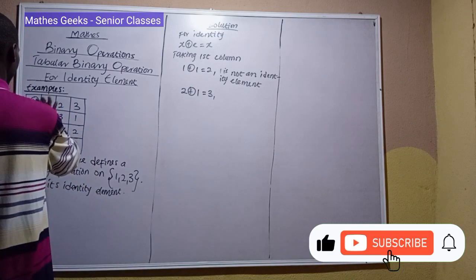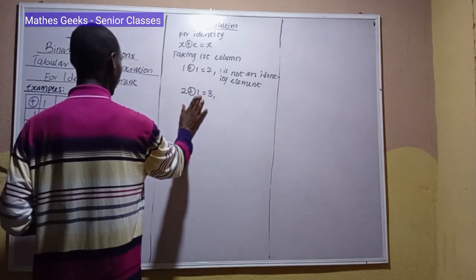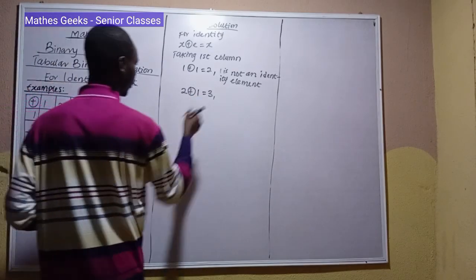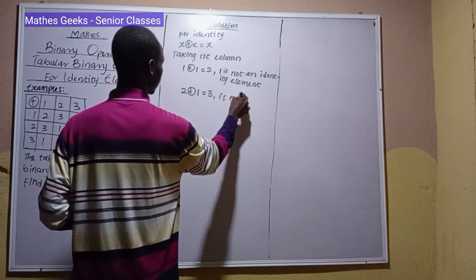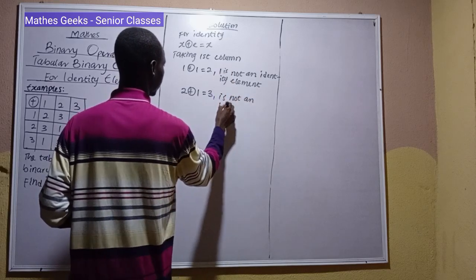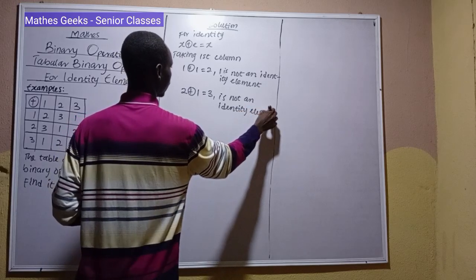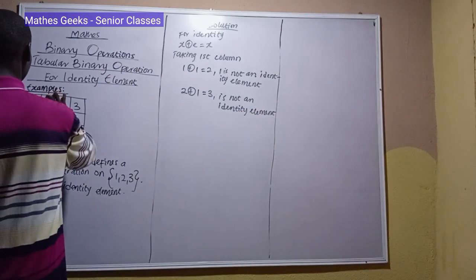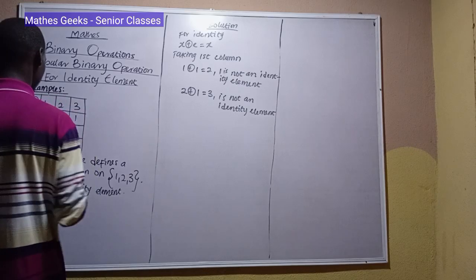1 operation 2 or 2 operation 1 is 3. So it's the same thing. So 1 is not an identity element. And then the last one, 3 operation 1 is 1, or 1 operation 3 is 1.